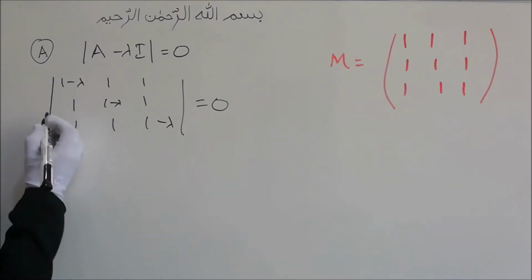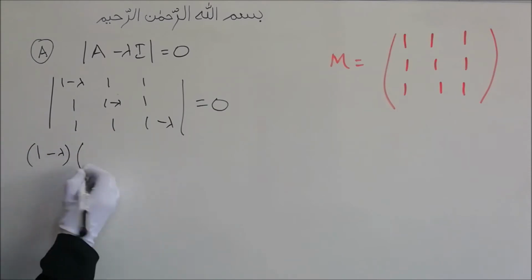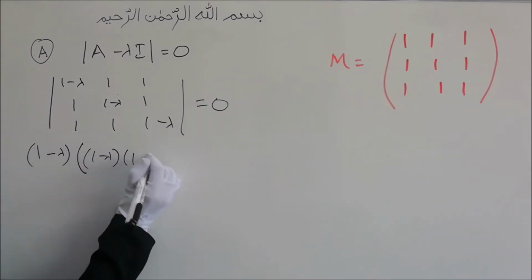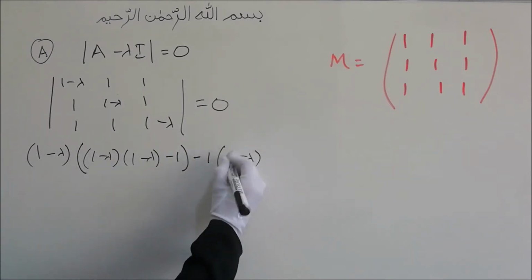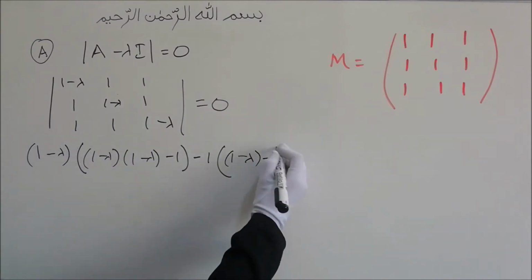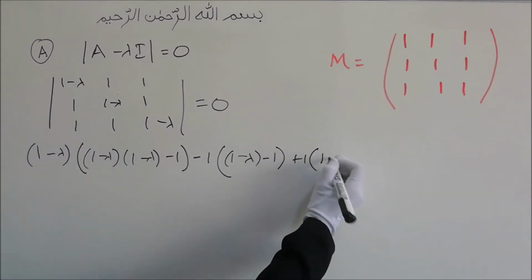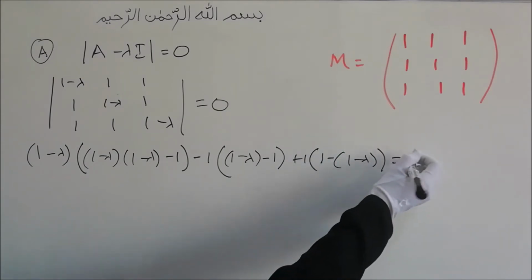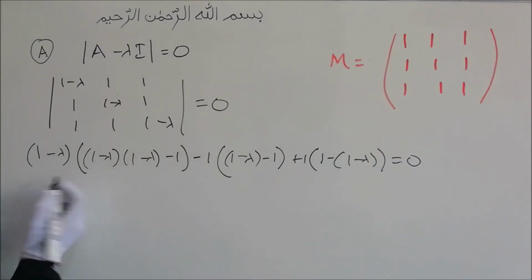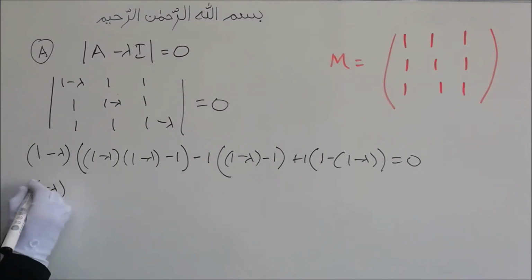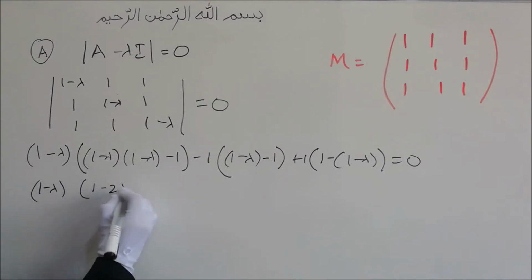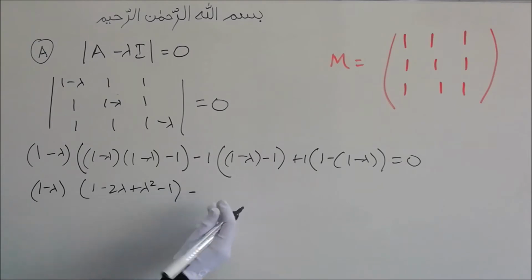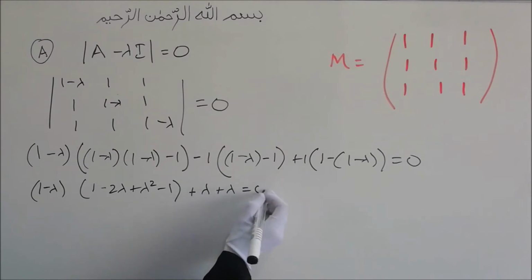So when you solve this, what will happen? What you will get is 1 minus lambda into (1 minus lambda into 1 minus lambda minus 1), minus 1 into (1 minus lambda minus 1), plus 1 into (1 minus (1 minus lambda)), equal to 0. So solve this, I'll do it for you. We'll have 1 minus lambda into, multiplying this out, 1 minus 2 lambda plus lambda squared minus 1. Then the minus and this plus get cancelled. Here we'll have plus lambda, and again plus lambda, is equal to 0.